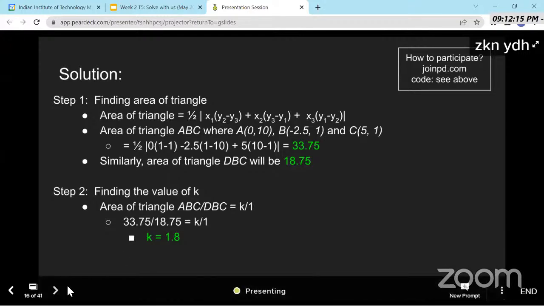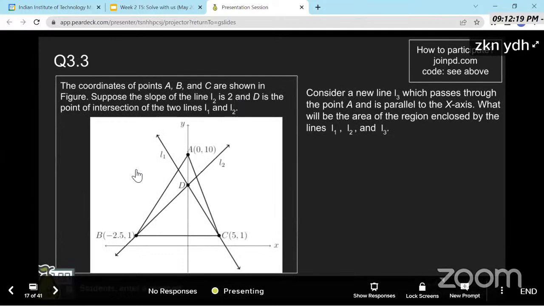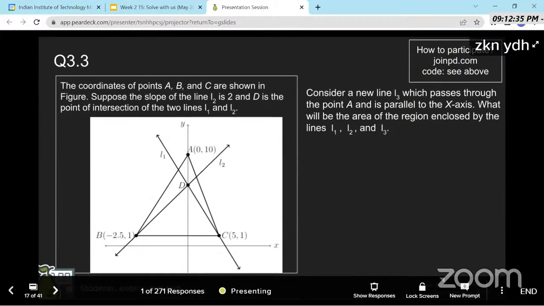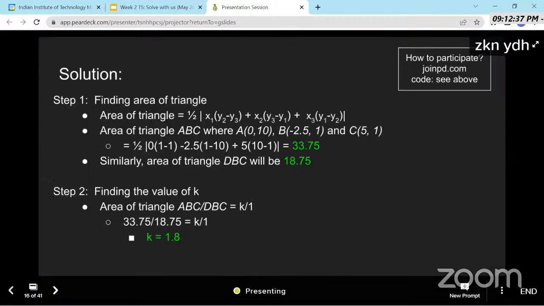Actually, a very big question. Sir, if we use half of base into height, you can do that. Then height of triangle ABC is 10 and triangle DBC is 6. So 10 by 6 is 1.66. Then the height of the triangle, even I got the 9, same thing. You have to subtract it from the.